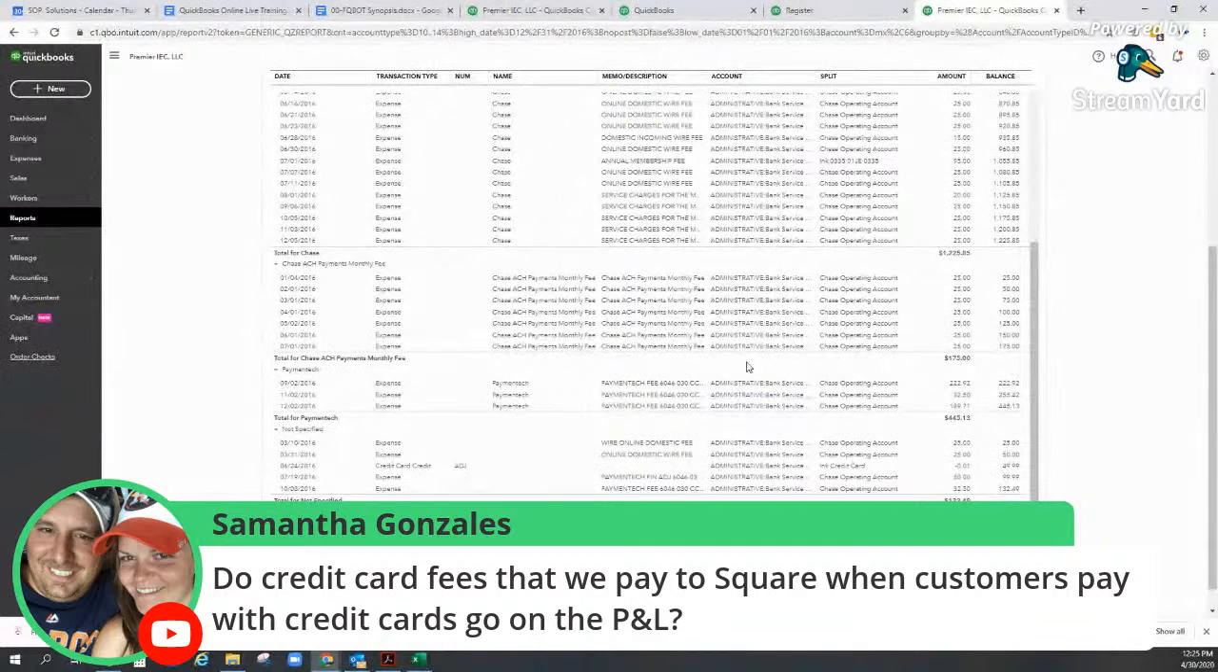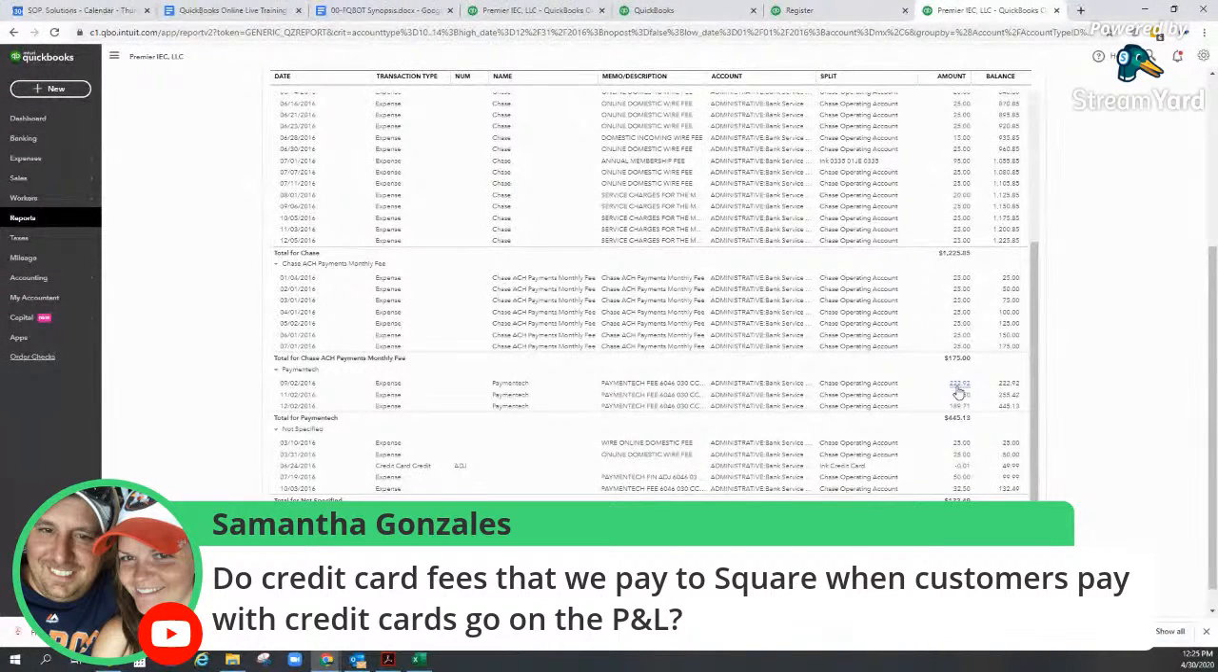Down here where this says payment tech, this payment tech fee is an expense. American Express pays you and it comes into the bank as 1,000. Payment tech charges you, and here's $222 for that transaction. That's how it got to the profit and loss.